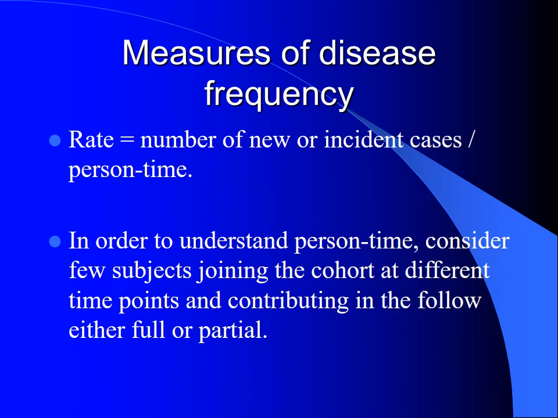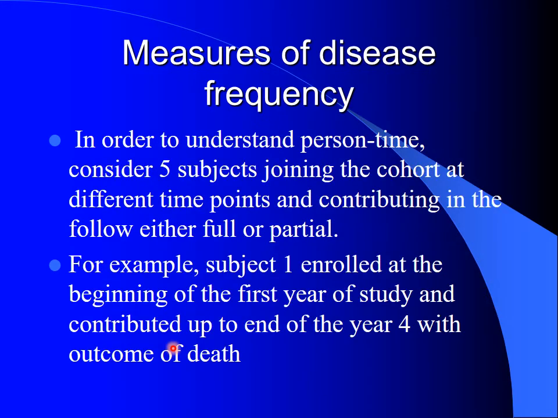Now, how do you compute rate? Rate is the number of new cases, incident cases, divided by percent time. In order to understand percent time, consider a few individuals joining the cohort at different time points and contributing in the follow-up, either full or partial. Consider five subjects joining a cohort at different time points and contributing for different durations.